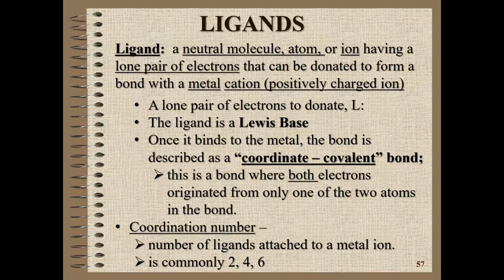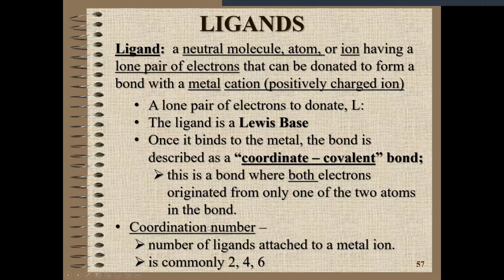Okay, you should know the terms on this page: a ligand is a neutral molecule, atom, or ion having a lone pair of electrons that can be donated to form a bond with a metal cation. It forms a coordinate covalent bond. It's called coordinate covalent because one of the atoms supplies both the electrons in the bond, which is very unusual. So this is a bond where both electrons originate from only one of the two atoms.